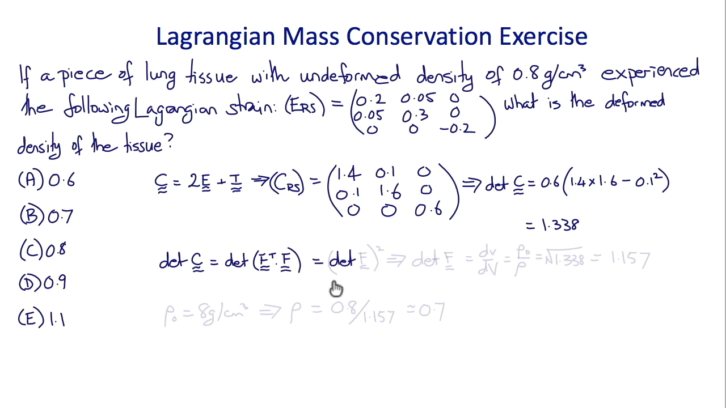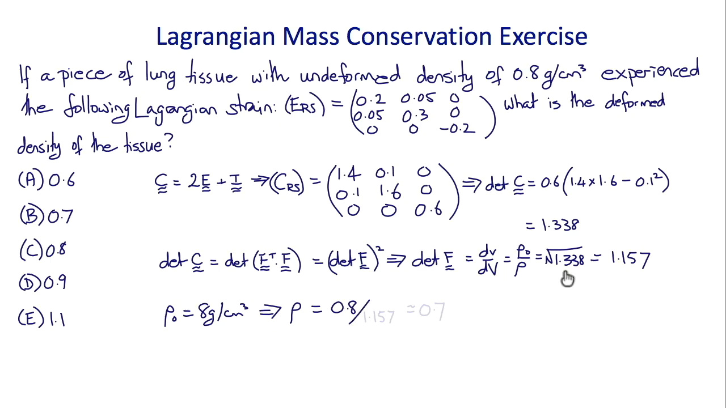Now the determinant of C is the determinant of F transpose F, which is the square of the determinant of F. Therefore, the determinant of F, which is the deformed to undeformed volume ratio, or the undeformed to deformed density ratio, is equal to the square root of 1.338, which is 1.157. Now, if rho naught is 0.8 grams per centimeter cubed, therefore rho is 0.8 divided by 1.157, which is approximately equal to 0.7, which is choice B.